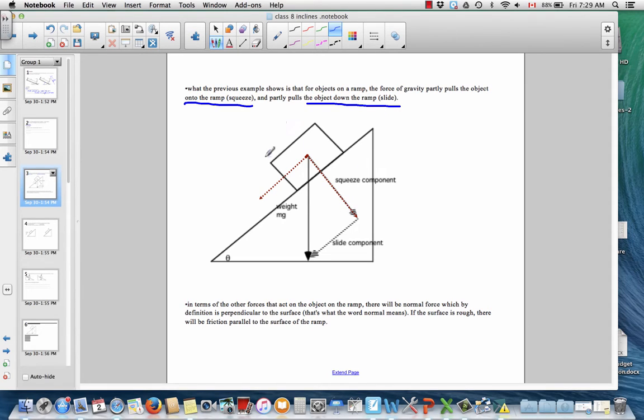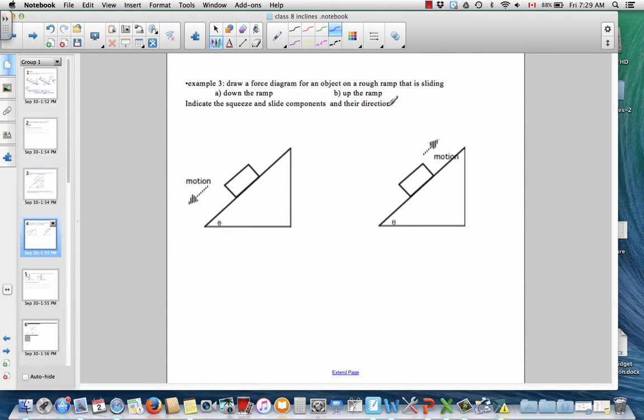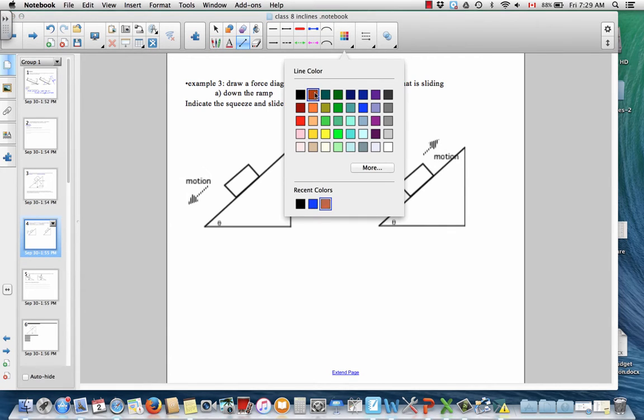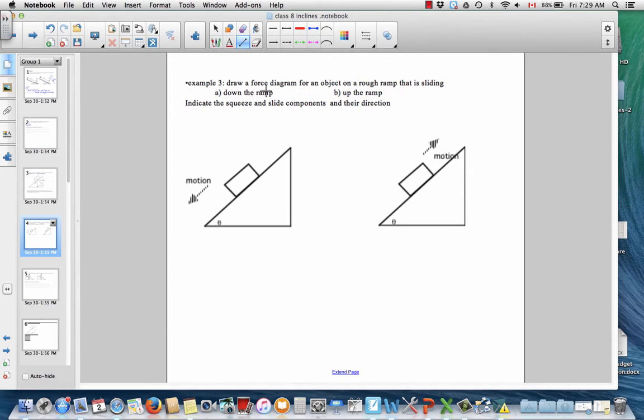Now, of course, there's other forces that act on this object. There'll be a normal force. Now, normal, remember, means perpendicular. So the normal force in this case is perpendicular to the ramp. And then there can be friction if the surface is rough. Let's consider a couple of force diagrams then. So we'll draw a force diagram for an object that is on a rough ramp, so we know we have to include friction. And first of all, it's sliding down the ramp.